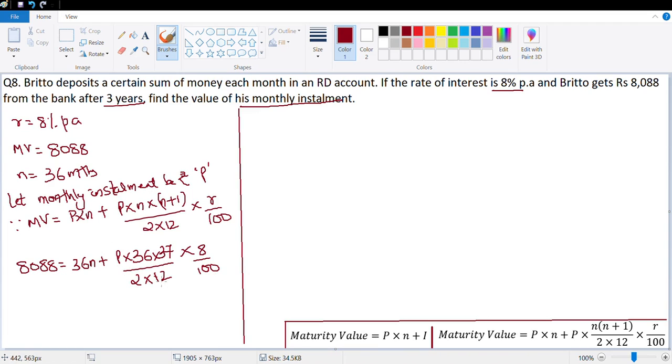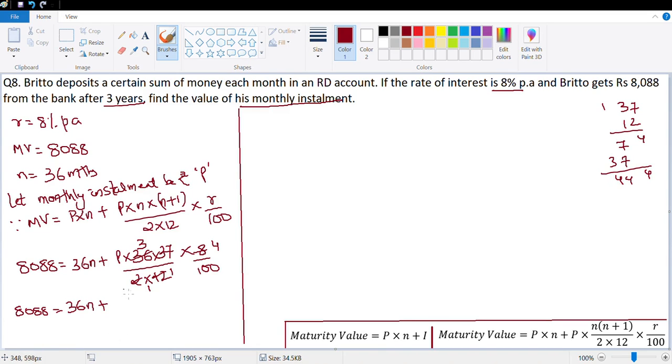So this is 12 into 1 and 12 into 3. This is 2 into 1, 2 into 4. So 8088 is equal to 36N plus 3 into 37 into 4, that 37 into 12. Let's do the calculation. 37 into 12, 7 into 14, 7, 7, 3, 4, 4, 4.